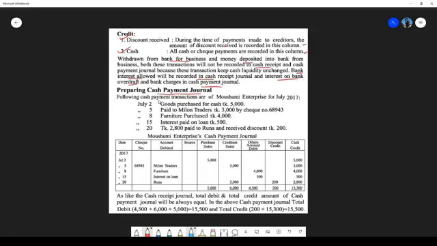Okay, so now let's check out this question, and we're going to learn how to prepare a cash payment journal. The following are cash payment transactions of Moshumi Enterprise for July 2017: goods purchased for cash 5,000 taka, paid to Milan Traders 3,000 taka by check number, so the check number is given.